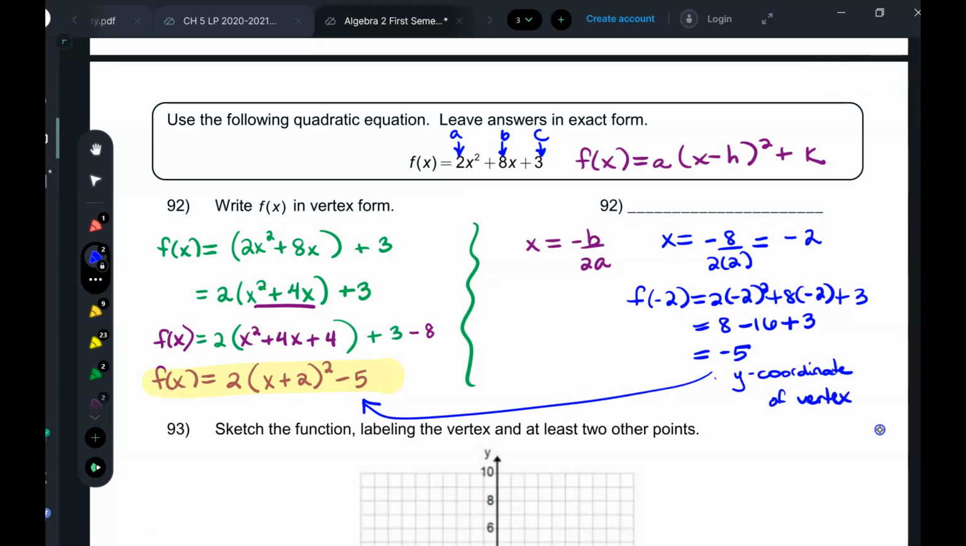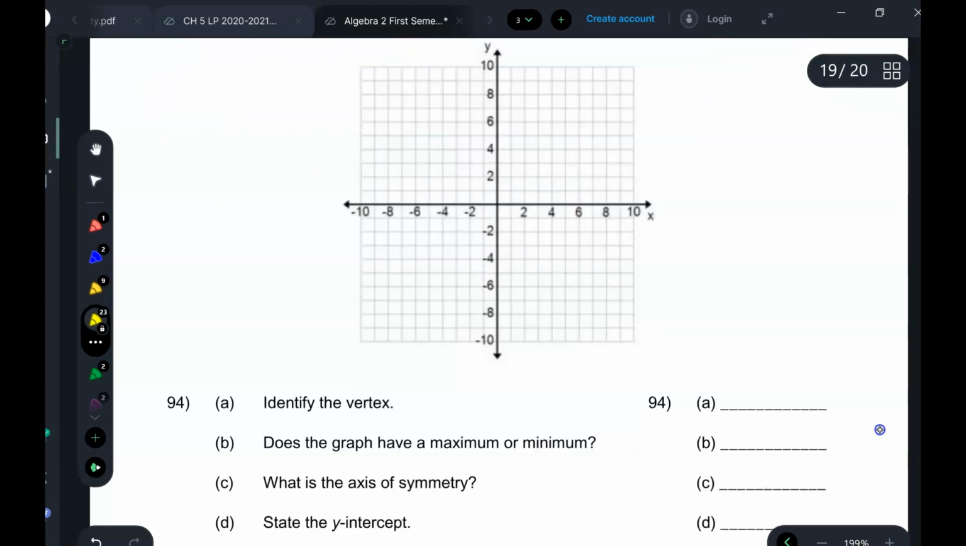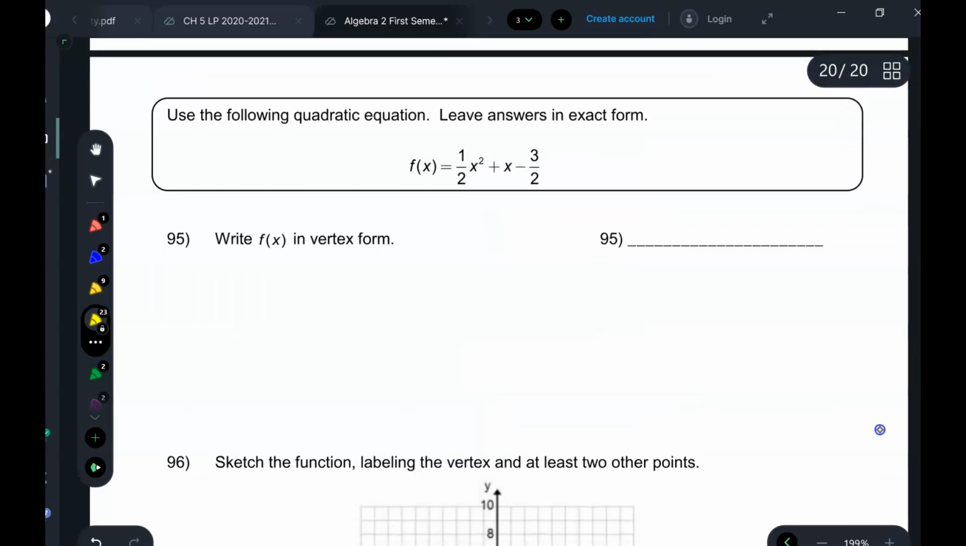Now, lastly, what is the value of a? The value of a here is the same as a over here. So now I have h, I have k, and I have a. So I can rewrite this as 2 times x minus h, so h was negative 2, so it's x minus negative 2, so that's x plus 2 squared plus k, that will be a minus 5. Notice both methods get us the exact same answer. Okay, let's take a look at the next one.